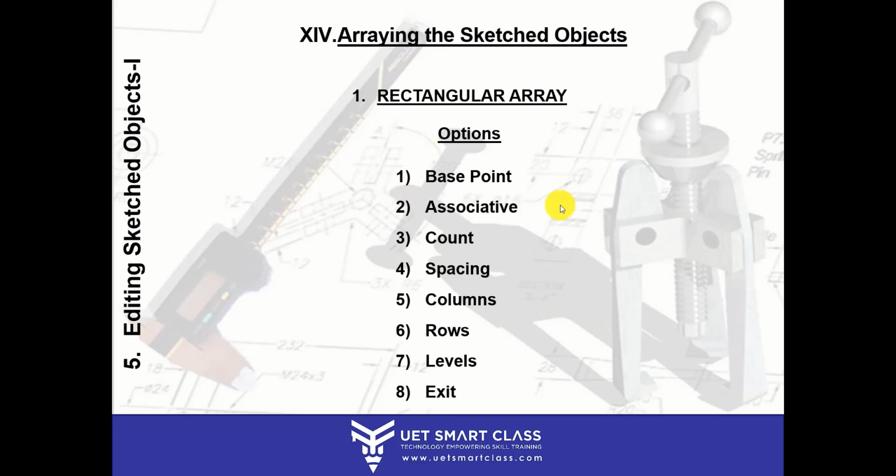Associative: if your array is selected as associative, it will become a kind of block wherein you can edit each and every object that you have added. But if you select non-associative, then when you come out of the array tool, every object will be separated. It will not be a single array. At times we have to use non-associative, but more often we use associative because it will be a block which we can also move. And exit is just for exit.